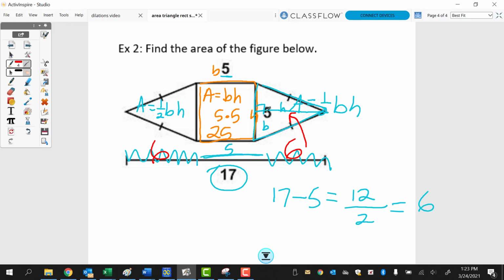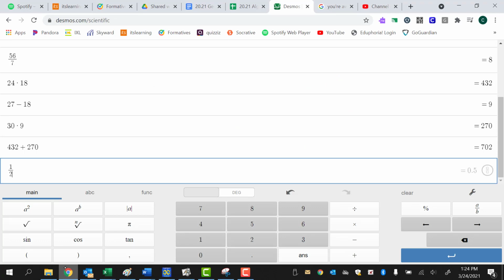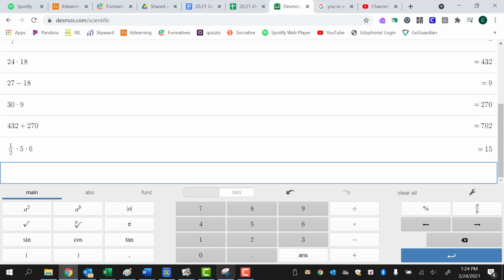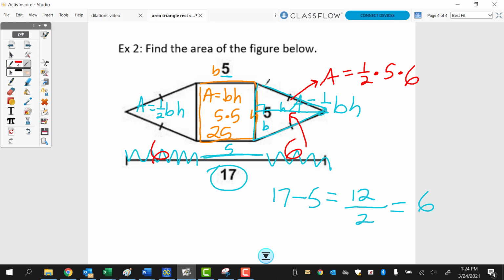So we're ready to plug in. I have my base and height of the triangle, so let's find that area. So 1/2 base we said was 5 times height we just found out was 6. We type all of that into Desmos. 1/2 times 5 times 6 is 15. So I know that means this triangle right here is 15 area. And this triangle over here is also 15 because they have the same measurements.